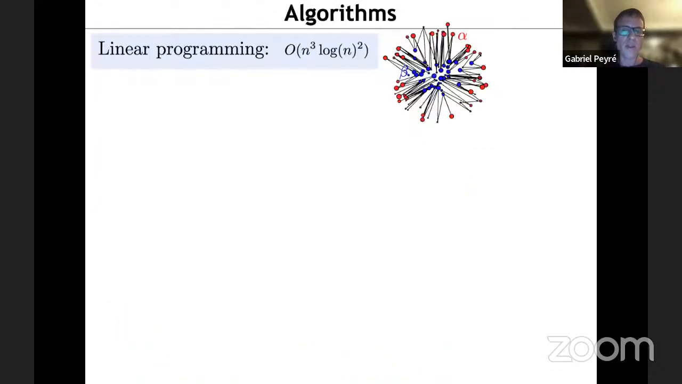Okay. Now just one slide to recap a few algorithms that maybe you have already heard about. I will not describe the algorithms, just name-dropping so that you know they exist. The first one, of course, is the simplex algorithm, which has complexity basically n cubed log n squared, which is good, but not so good, because if n is very large, it's still quite slow.